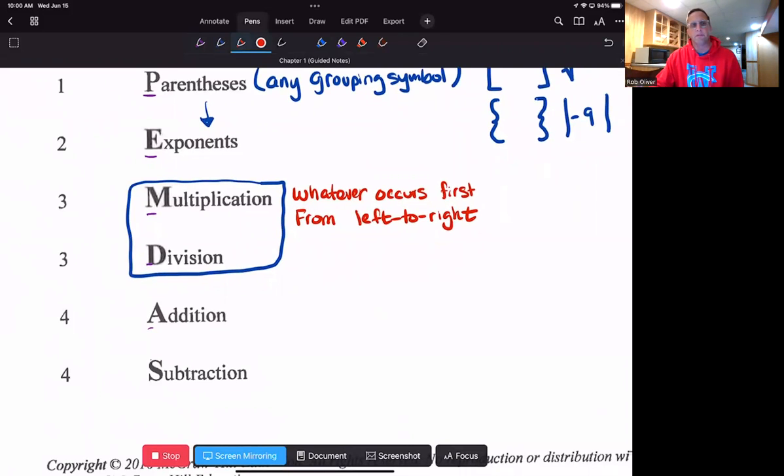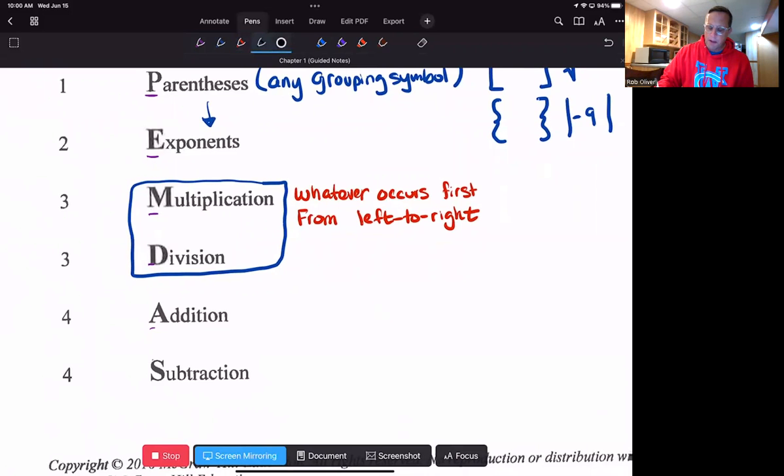Okay, so try not to overthink this. It's not necessarily multiplication and then division. It's whatever happens first. So if you happen to have a problem like this, if you have like 5 times 6 divided by 2, well, we can just go ahead and do that one left to right, because multiplication just happens to come first in this problem. So 5 times 6 is 30, and 30 divided by 2 is 15.